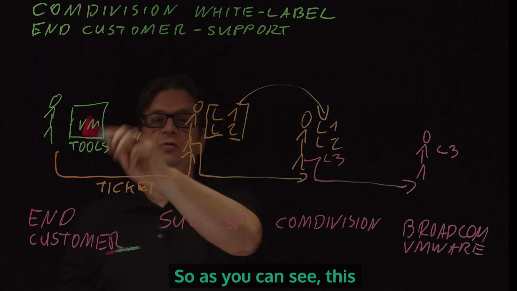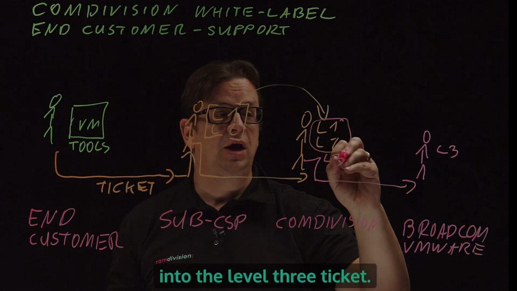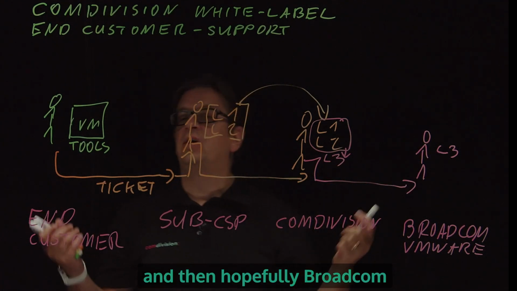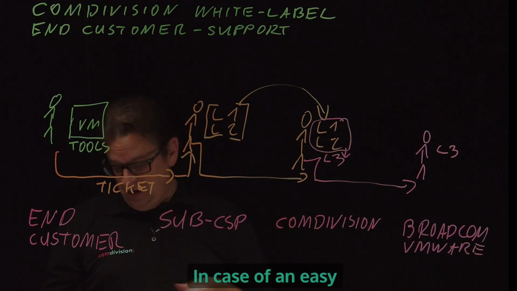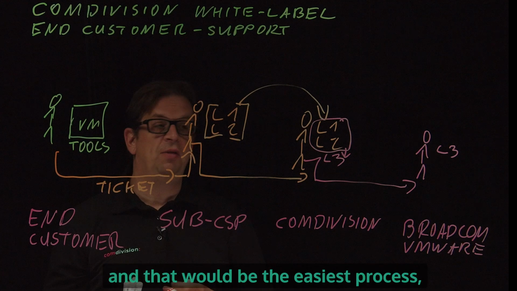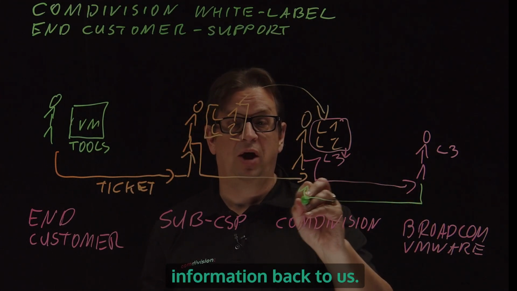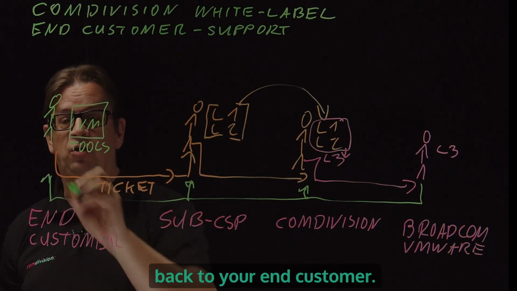So as you can see, this moves basically through the line. We combine all the information from here into the level 3 ticket. The level 3 ticket comes to Broadcom, and then hopefully Broadcom comes back with a solution. In case of an easy solution, and that would be the easiest process, Broadcom will fire the information back to us, we fire that information back to you, and then you fire that back to your end customer.